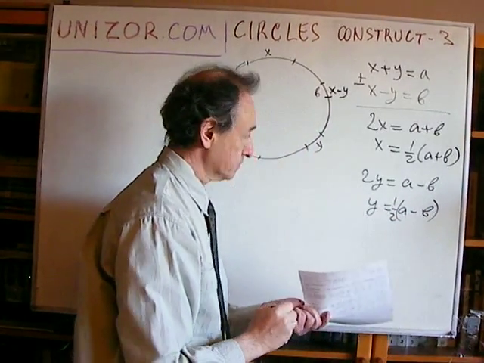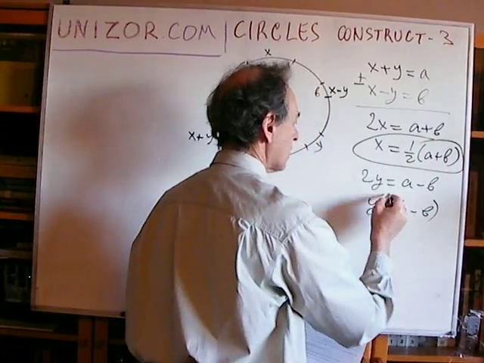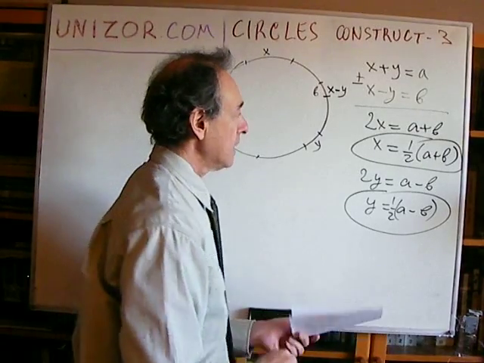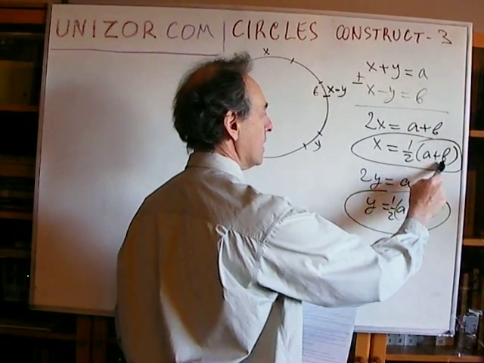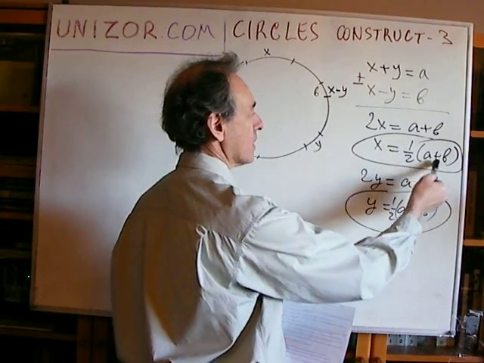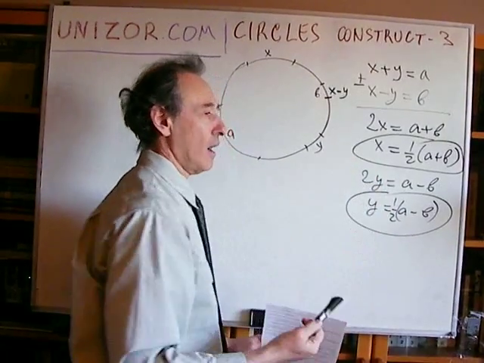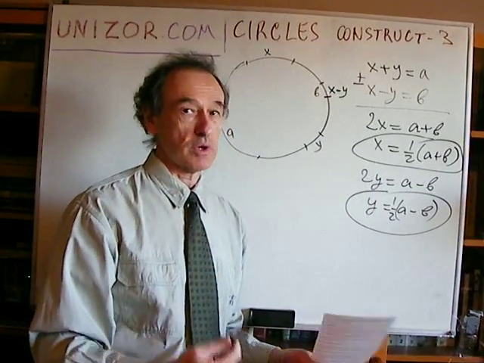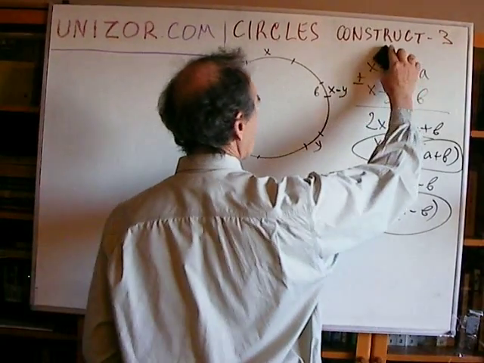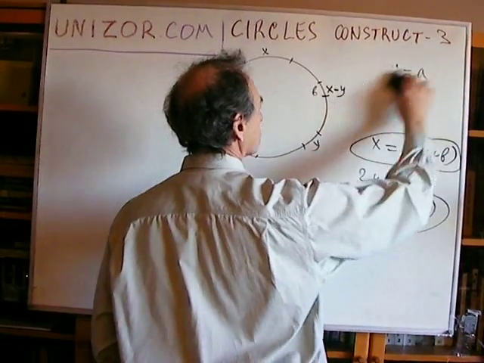So, let's just think about this. These are solutions to our two equations. So, if knowing the arcs A and B, we can construct half of their sum and half of their difference, that actually would be our X and Y, which we're looking for, right? So, let's forget about the equations now, and let's concentrate on building the solution.